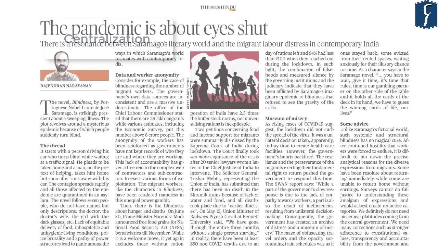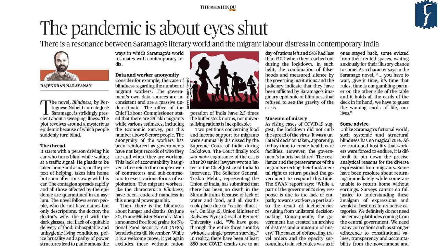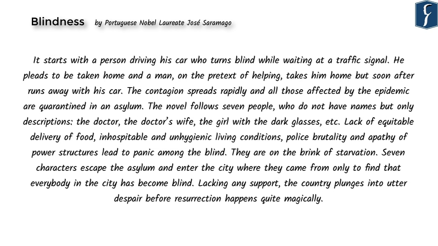To highlight the insensitivities and the blindness, now let's get into the second article on page number 6. The title is The Pandemic is About Eyes Shut. In the introduction to the article, the author has mentioned a novel, Blindness, by Portuguese Nobel laureate José Saramago. The novel revolves around a mysterious epidemic because of which people suddenly start to turn blind. You can use this part of the article as a very good introduction to your essays. The novel starts with a person driving his car who turns blind while waiting at a traffic signal.